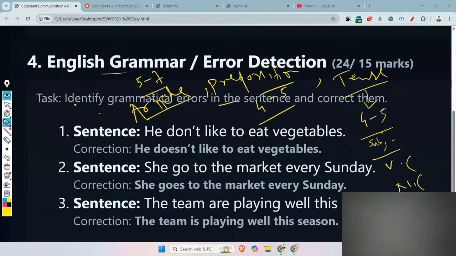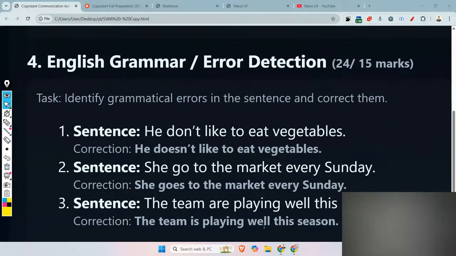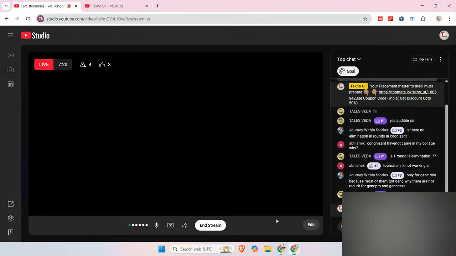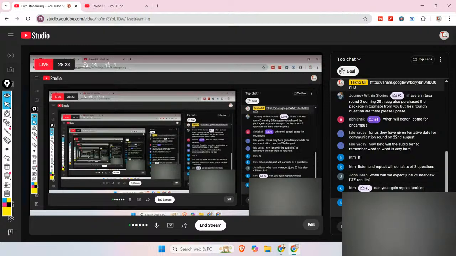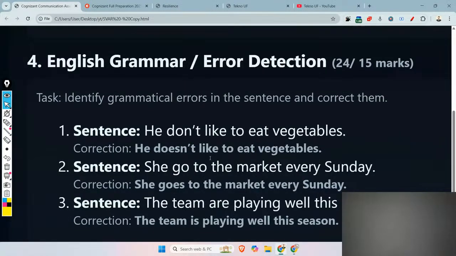KTM is asking again. KTM is telling, I bought your Cognizant previous year paper, which is very useful. Thank you so much for giving it for a very low price. Oh, welcome KTM, I hope you will utilize that. Again, if anyone has any questions, please comment down and DM me at my handle if you have any problem.